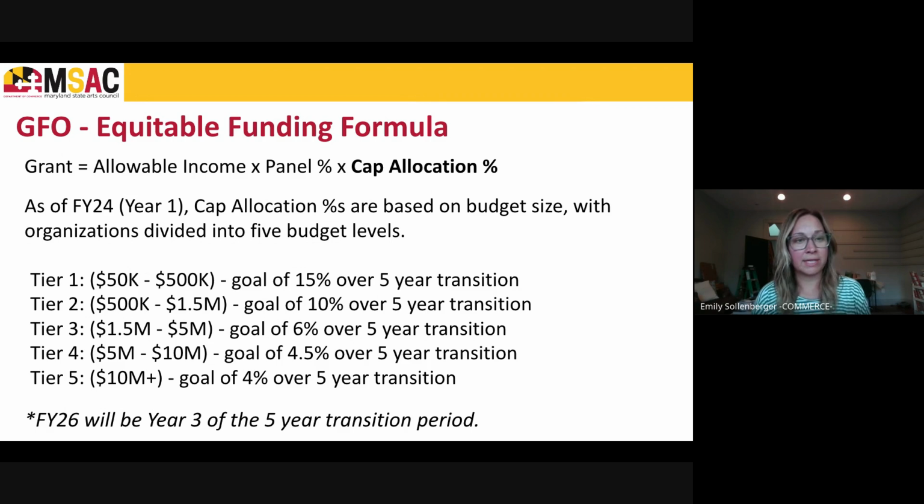So you can see on your screen that tier 1 are our smaller organizations under $500,000. We're looking to get them upwards of 15% as a cap allocation percentage. Again, we're in the middle of this transition period, and these are just goals. So they might change. They're not going to be really solid numbers, but these are just what we're reaching towards at the State Arts Council. And then you'll see tier 2 are still small organizations, but slightly larger, working towards 10%. Tier 3 are mid-size organizations, and we're going to try to maintain those folks. And then tiers 4 and 5 are our largest organizations, and we're looking to decrease the percentage for those particular organizations. So again, we're in year 3 of a 5-year transition period to get towards these goals. We're in the middle of this transition period right now.